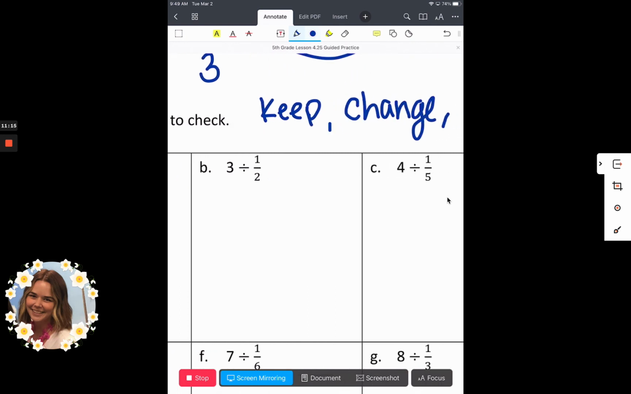So let's look at B. So we have 3 divided by 1/2. We're going to keep the 3, change to multiplication, and flip the fraction. Remember that anytime we have a fraction with a denominator of 1, it's the same as seeing a whole number. So 3 times 2 gives us 6. So 3 divided by 1/2 is 6.